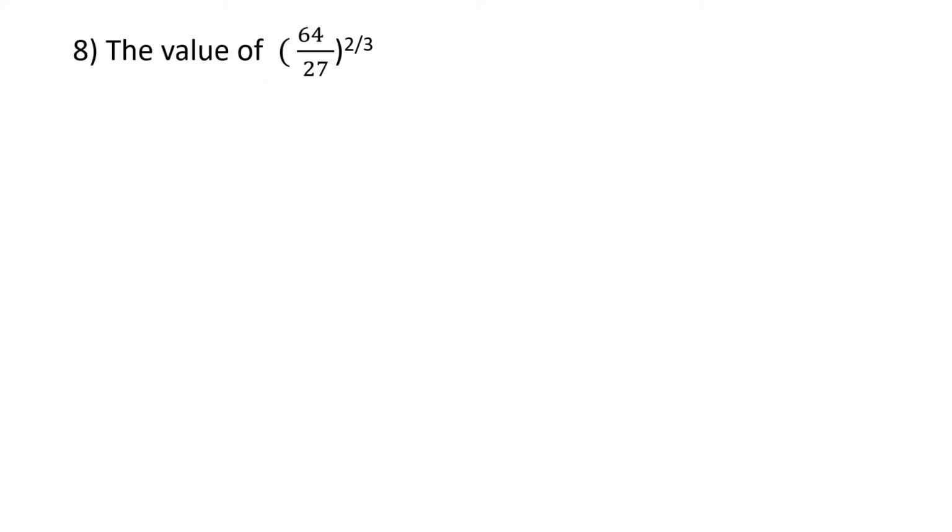Now the question number 8. The value of (64/27)^(2/3). 64 can be written as 4^3 and 27 can be written as 3^3. Now you can write the above expression as (4^3)^(2/3) divided by (3^3)^(2/3).